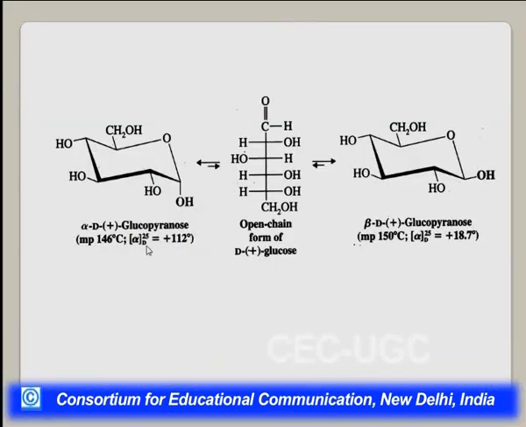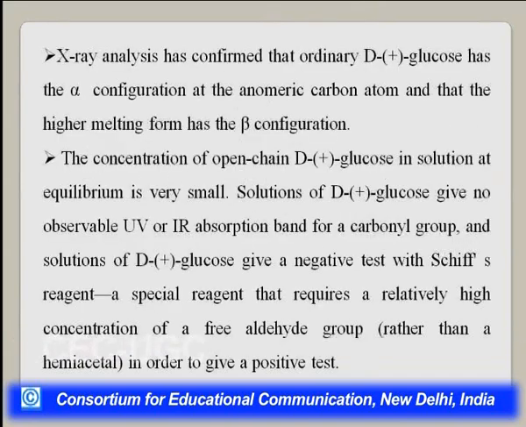Here you can see this is the open chain structure of D-glucose, and it is interchangeable to alpha as well as to beta. Alpha has a different melting point and a different specific rotation with respect to beta. So, this is called interchange from one form to another form, and at equilibrium there will be the open chain structure of glucose. So, you can see this is the mutarotation.